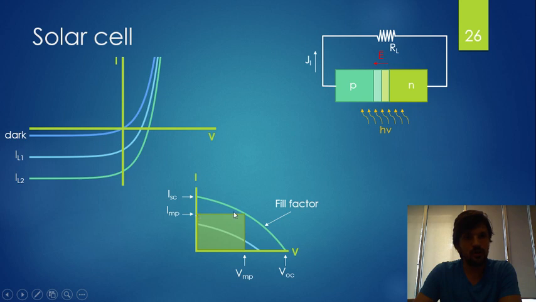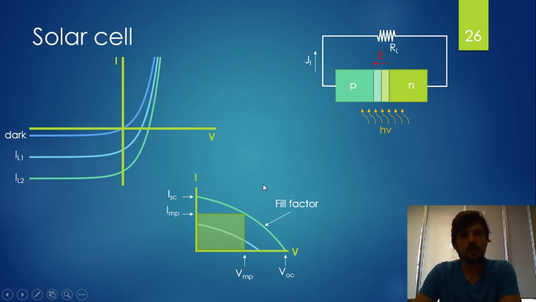Also, we can draw a rectangle underneath this IV curve, and the rectangle with the maximum area will be the maximum power point, which gives the maximum power point current and maximum power point voltage. Finally, for a solar cell, the fill factor is important, and it essentially tells us what this shape looks like. If it's really close to a rectangle, it'll be close to 1, but if it's really close to a line, it'll be much smaller than 1.